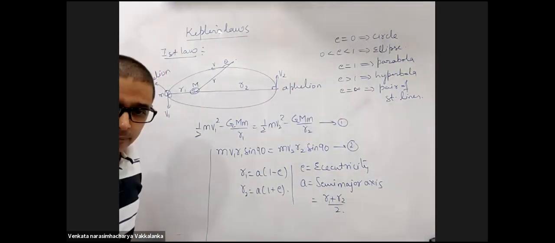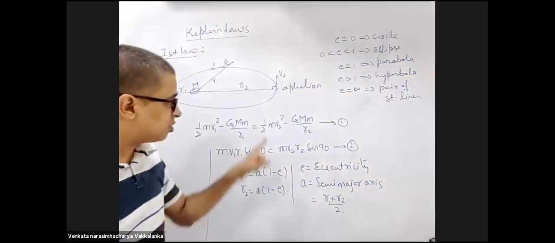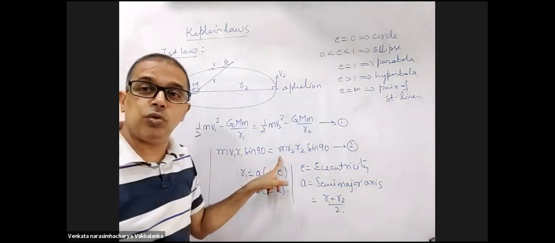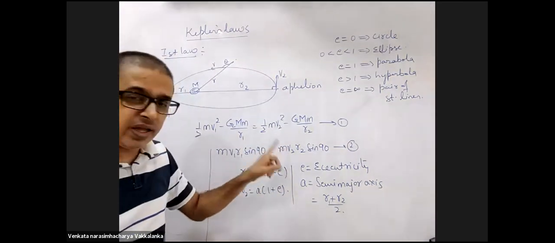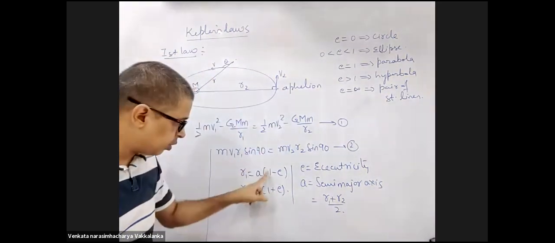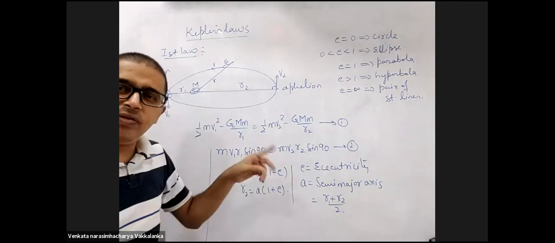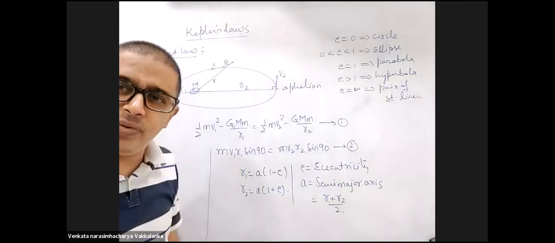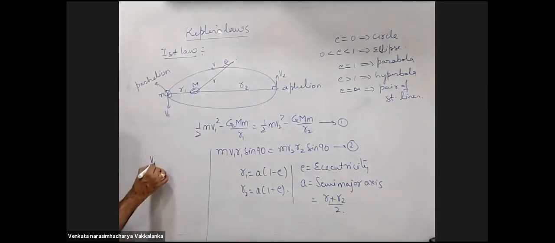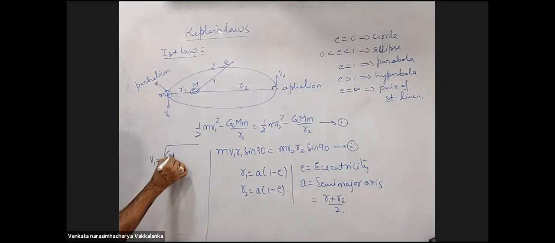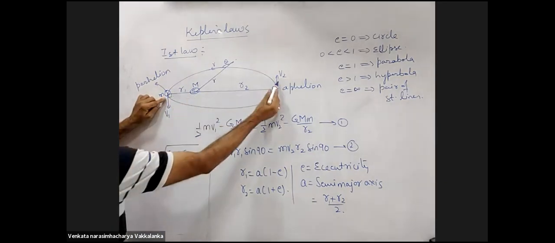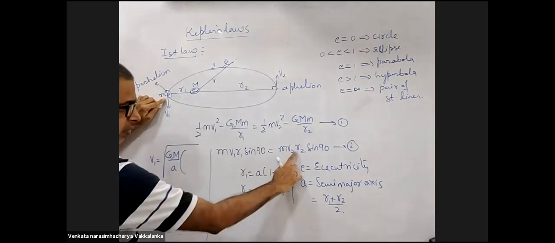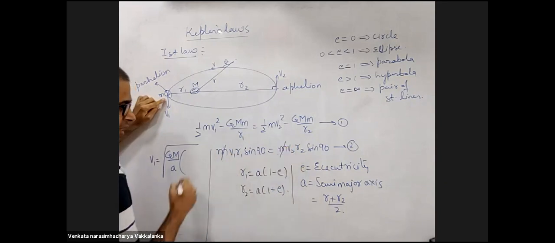One more important point. I will skip the simplification of these two equations. I have two variables, V1 and V2. R1 and R2 are known to me. V1 and V2 are the two variables. From these two equations, I should solve for V1 and V2. I will skip the simplification and write the answer. V1 is root over of GM by A into (1 plus e) upon (1 minus e). V1 R1 is equal to V2 R2, isn't it?